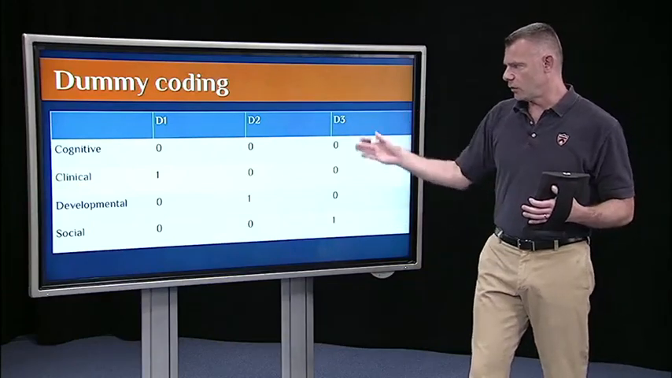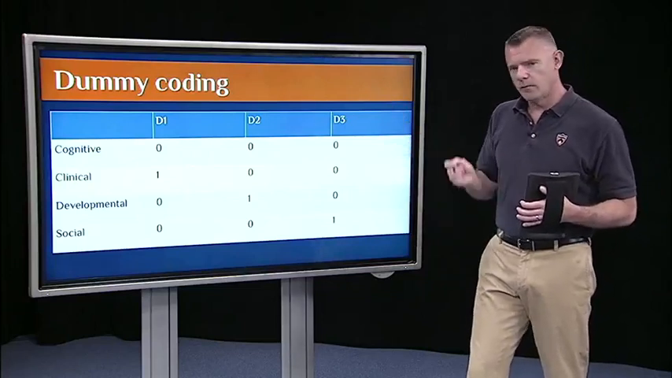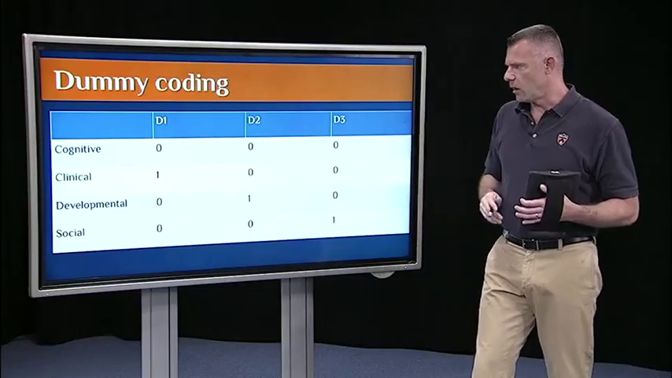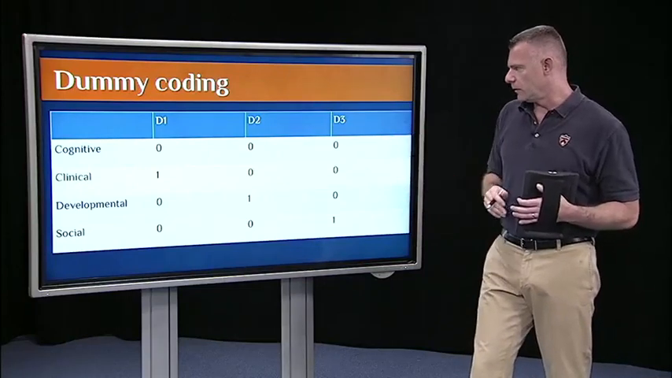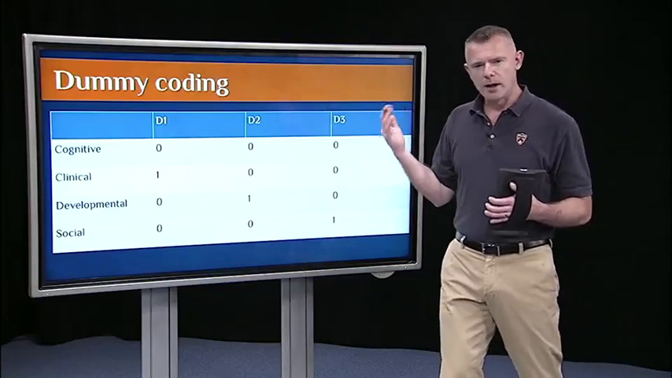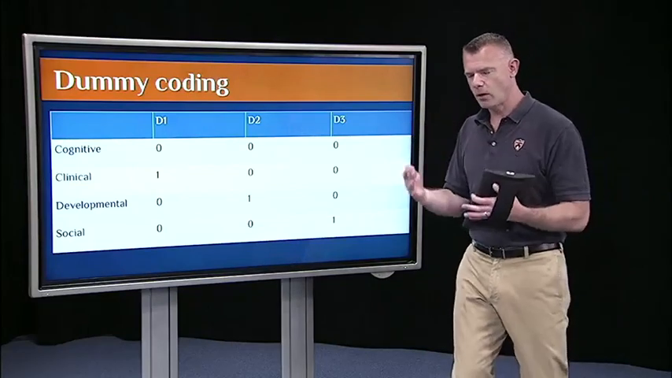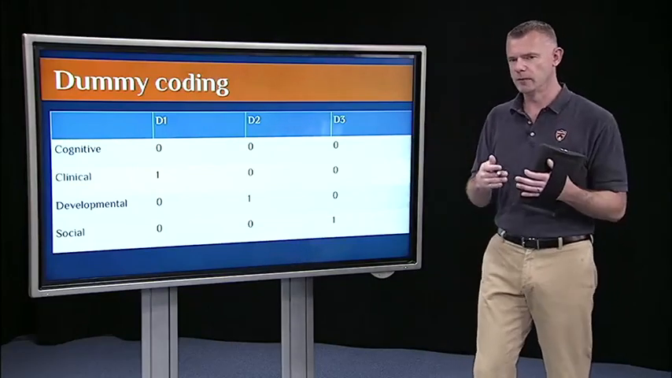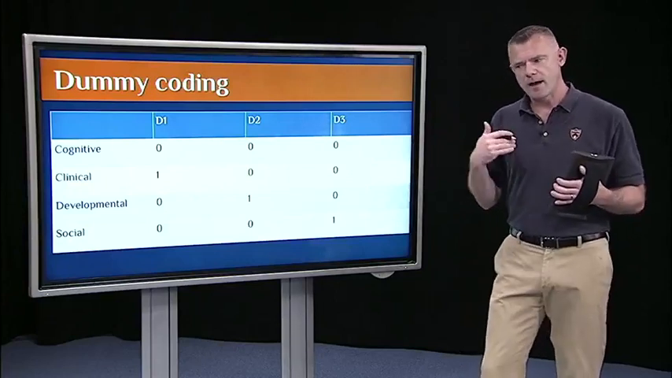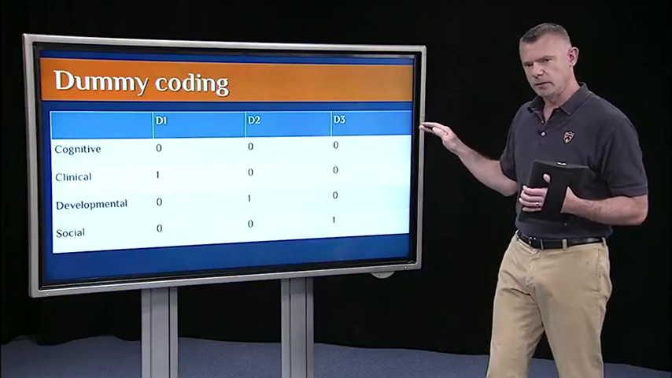And then you just code each group with a 1 for one of the dummy codes. So the clinical group got a 1 in D1, the developmental in D2, and social in D3. This may look a little bit odd, and a lot of students tend to think that you need 4 codes if there's 4 groups, but remember it's always the number of groups minus 1. And if you think about how the regression equation works, this might start to make a little bit of sense.